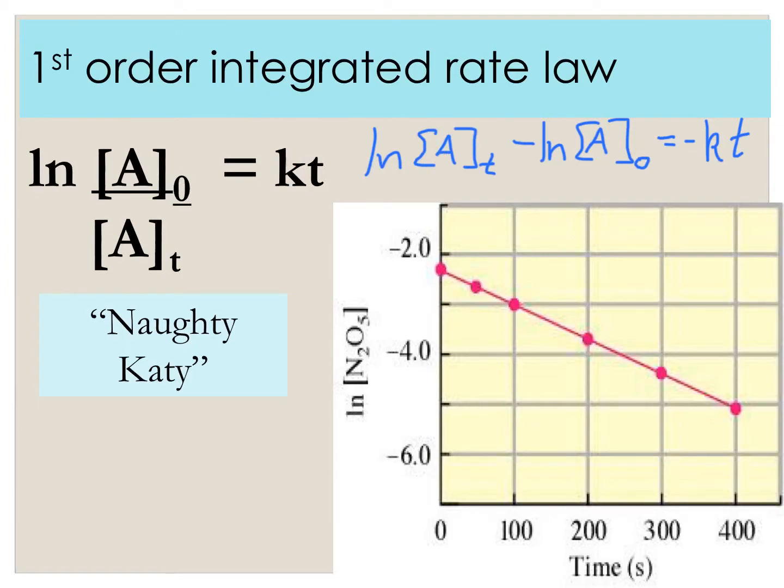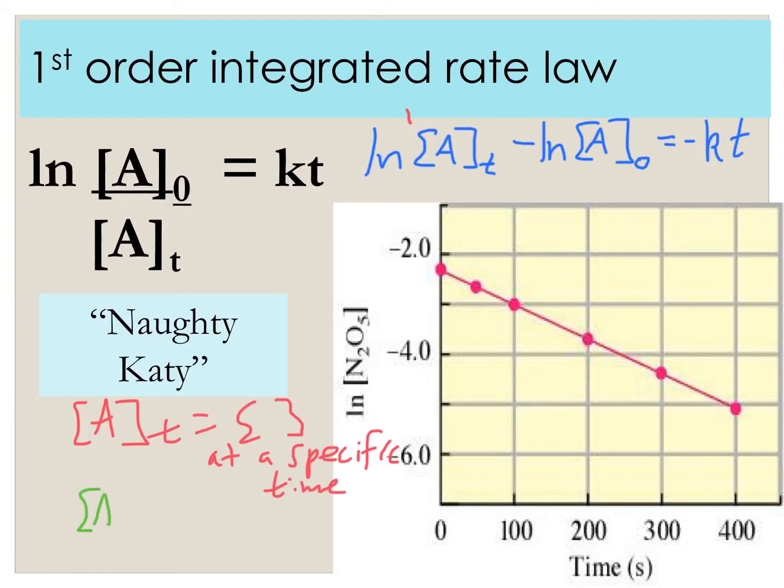So let's make sure we understand what each one of these mean on here. Concentration at t is concentration at a specific time. Concentration 0 is my initial concentration. k, you should already know, is a rate constant. Little k, it has to be little. t is obviously time.